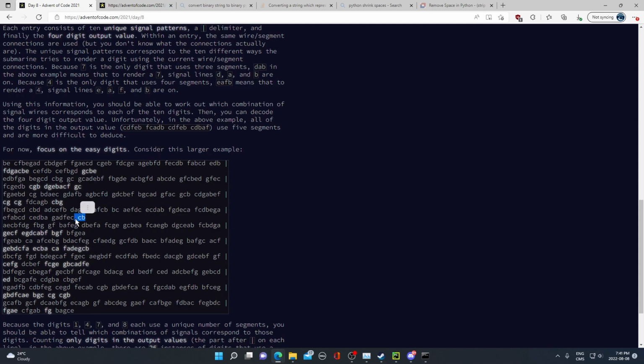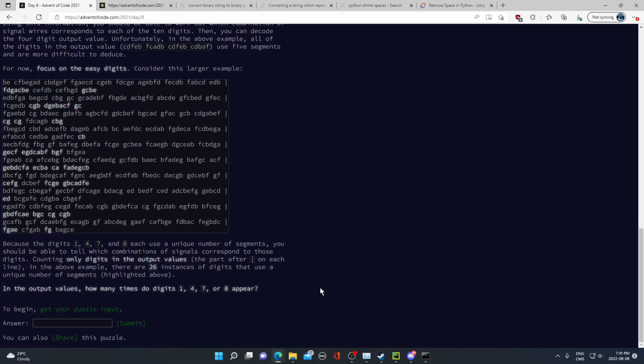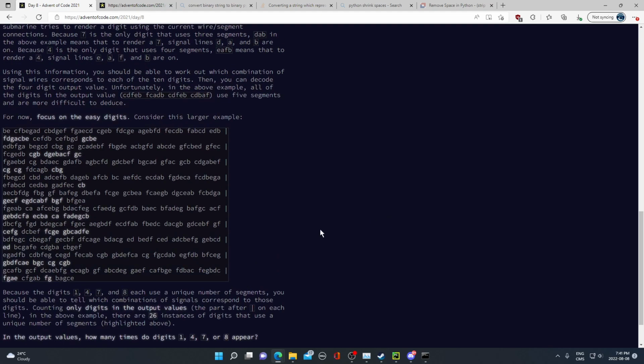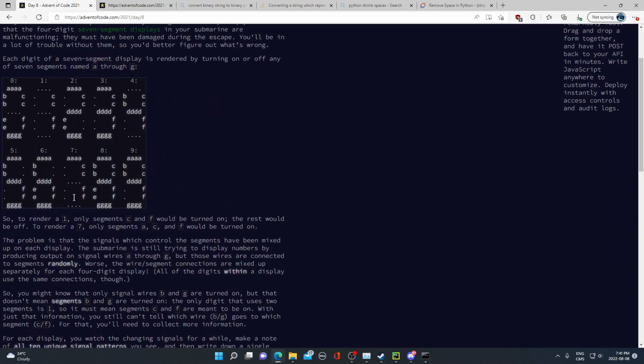Okay, CB is 1, but why is GC also 1? And CG also. I don't understand. Oh wait, those are letters. Hold on. Numbers are before the delimiter. GF, B. Hello? Does each line have to be different?